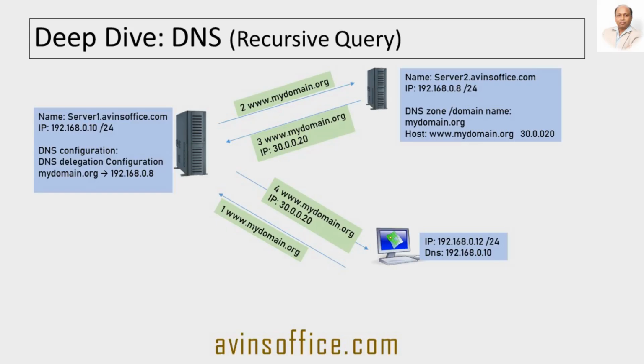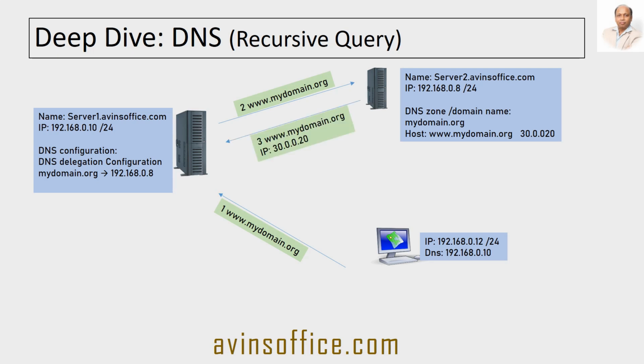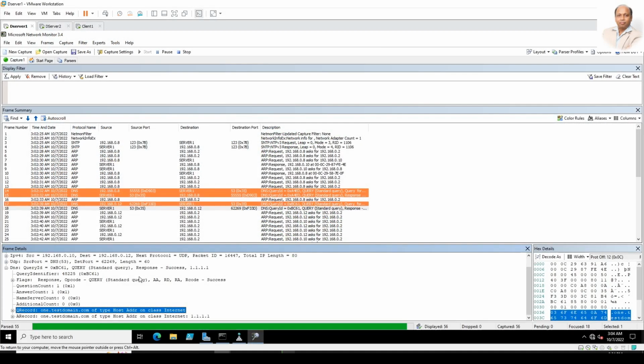Let's see a recursive query. A recursive query is when a client computer requests an IP address of a host or FQDN from a DNS server, and the DNS server doesn't have any information, but it knows where it should get the information. So it will refer to another DNS server, get the information, and then send it to client one. To do this exercise, we have DNS server 1, DNS server 2, and one client computer.